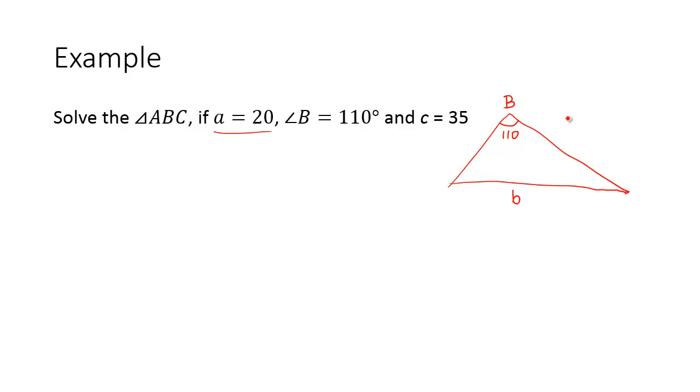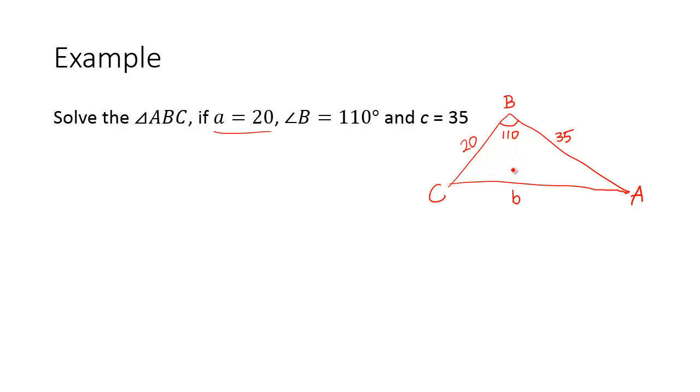We also know C is 35 and A is 20. So I'll put the 35 on the longer one, so that's C, so therefore that's C. And A is 20, so that's A. Great. So again, we have no opposite data, so we need to use the cosine law to unlock this problem.